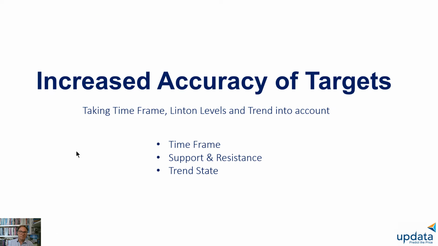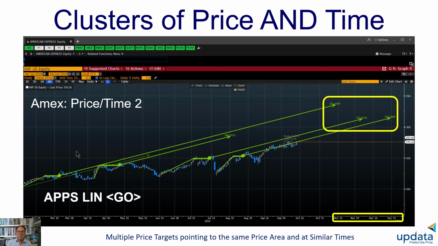The default is 5. So let's think about increasing the accuracy of these targets by thinking about time frame, support, and resistance. So here's a great example. This is Amex, and we're seeing here we've got multiple thrusts giving us multiple upside targets to an area. This is what we call clustering. And clusters in point and figure terms was always at a price level, but now we can cluster to price and time. So we can look at this chart and we can say, well, we've got targets of 312, 314, 335, somewhere between mid-November and mid-December.